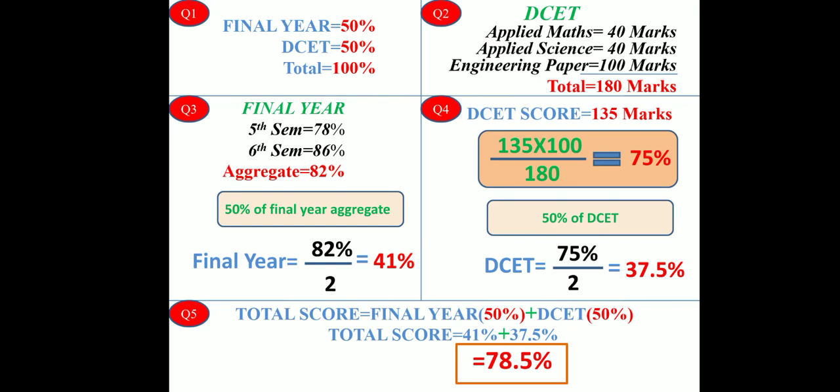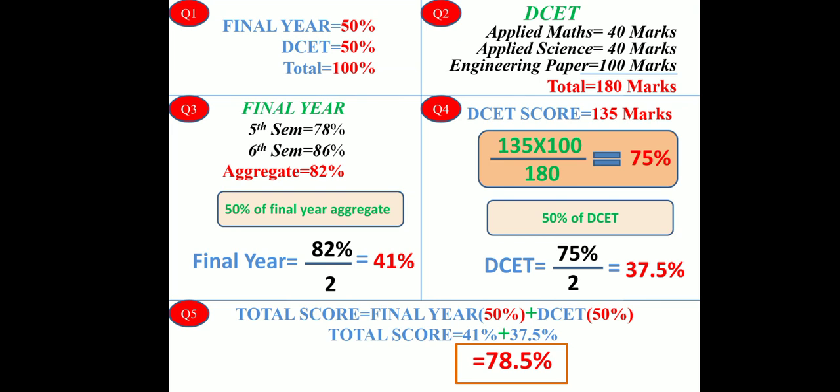Now in quadrangle 4, how do you calculate the CET aggregate or percentage? As you know, Diploma CET contains total 180 questions and each carries 1 mark, total 180 marks. Assume that I have scored 135 marks, and how do you convert 135 marks to 100%? That I need to convert.